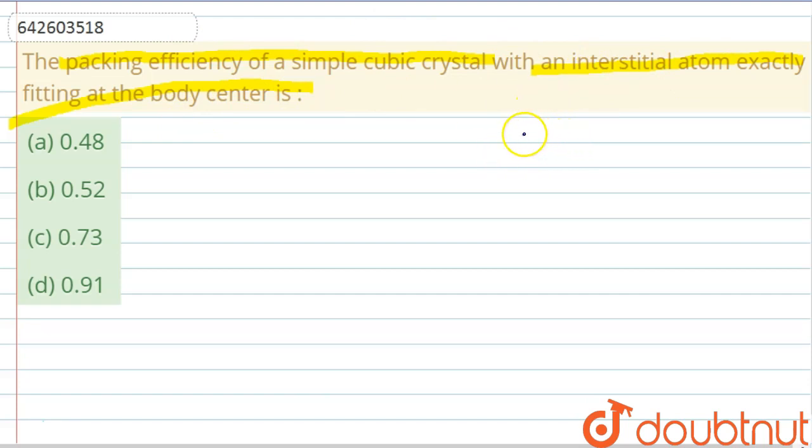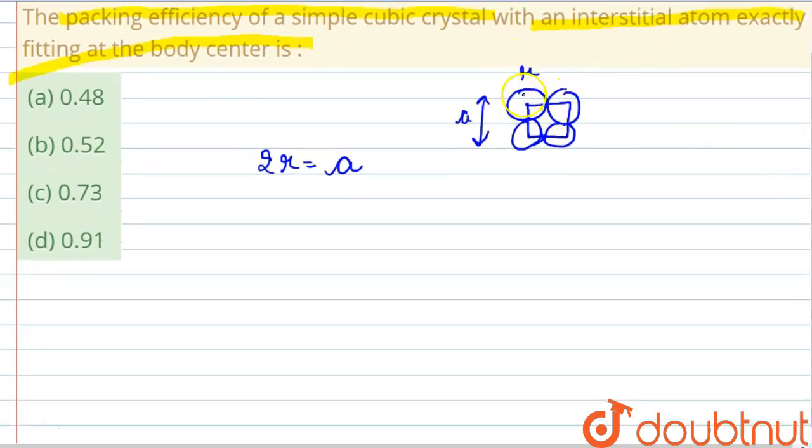Now we know that this is the 2D structure of simple cubic crystals. All the atoms touch each other. Firstly we will get to know the relation between the radius and the edge length, that is A, and suppose the radius is R. Now from here we can get that 2R, twice the radius, will be equal to the edge length, that is A. Now this is the initial case.